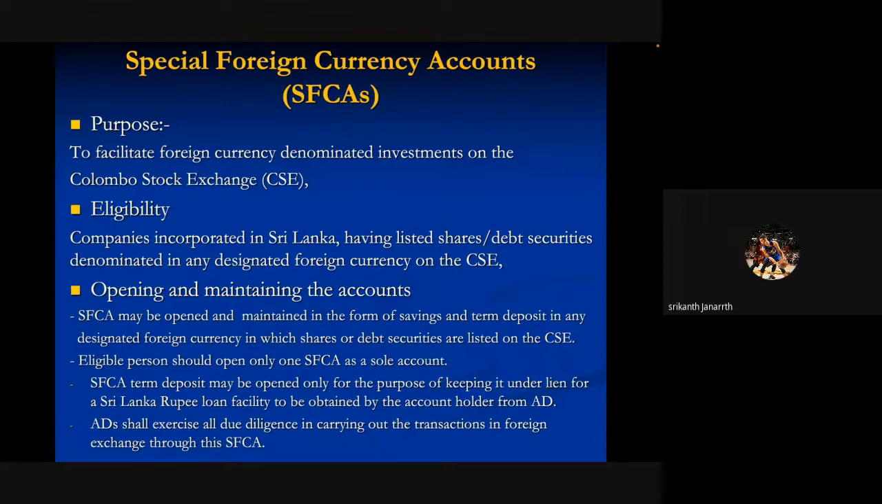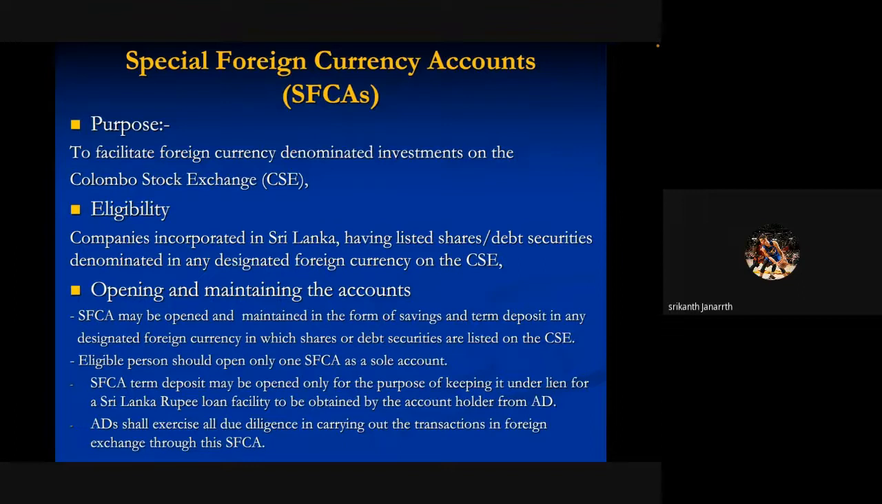Let's say $2 per share. Dialog shares are traded at $2 per share. That's about 500 rupees. Now foreign investors can buy the shares. They can send the money. So Dialog will have a special foreign currency account open to get the foreign investors' money. So when a foreign investor buys $10,000 worth of shares, if each share is $2, $20,000 is coming in. So the Dialog special foreign currency account will have $20,000.